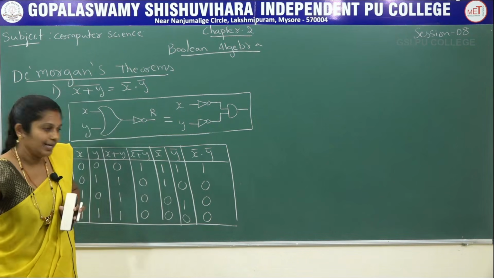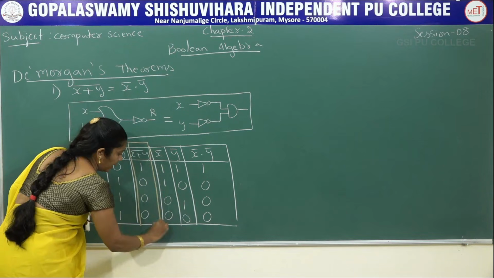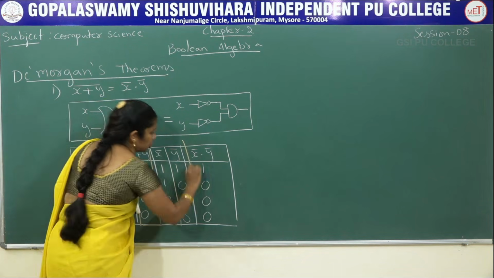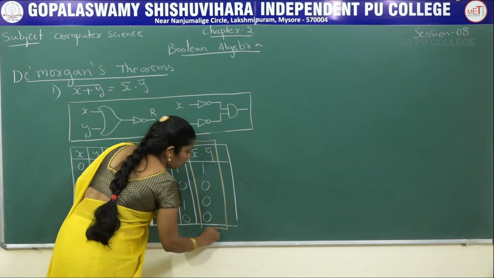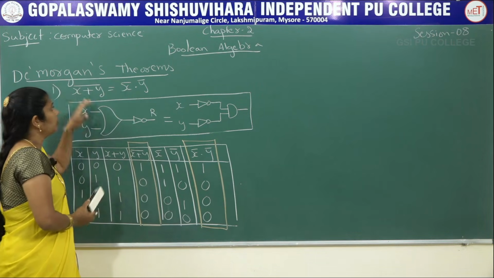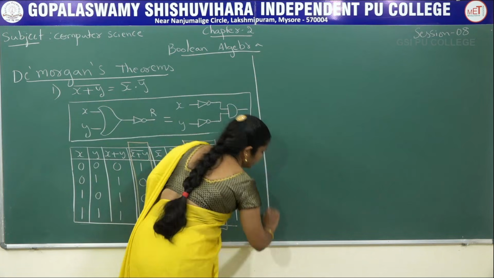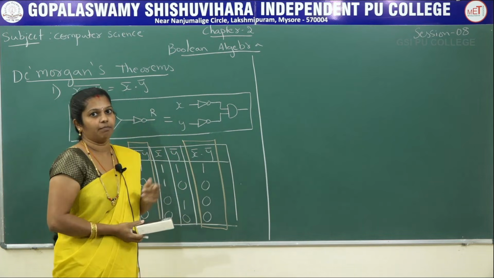That's why the output becomes 0, 0, 0. From this we can say that x plus y whole bar equals x bar into y bar. This is the truth table to find the first De Morgan's theorem. Then next we will solve this. We will prove it by using the algebraic method.